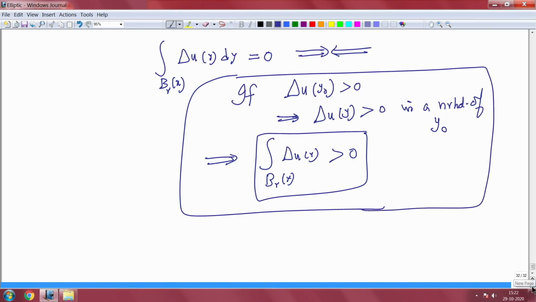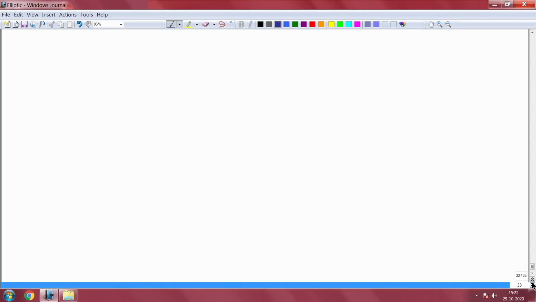And this mean value property is extremely useful in the proof of many things, and you can derive many results. As we go along, we may see some of them. Now, with this, let me go to another important thing, what we call maximum and minimum principles.